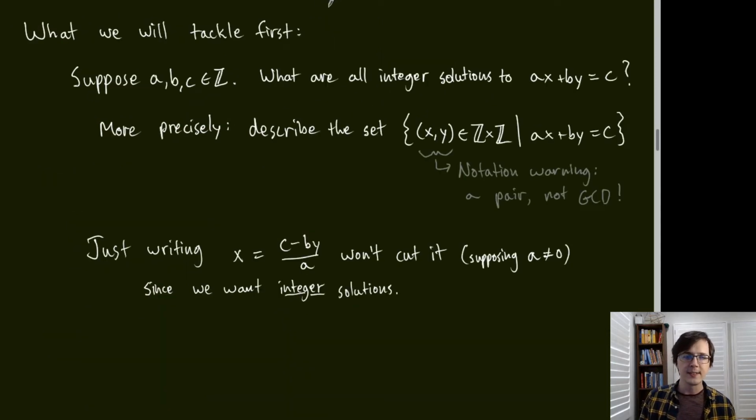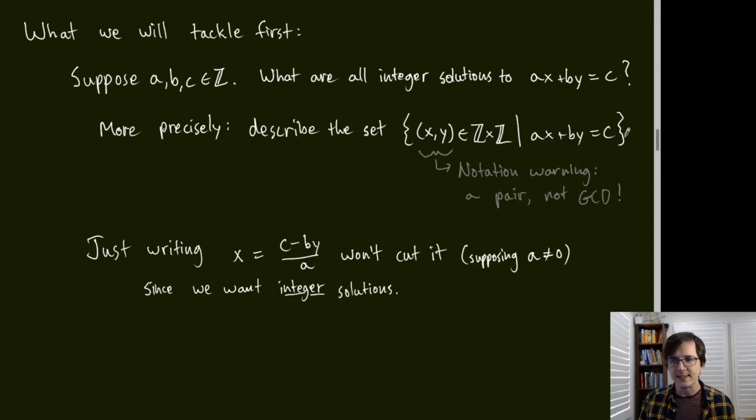So what we'll tackle first for diophantine equations are linear diophantine equations. Specifically, we're going to deal with one equation, 2 unknowns, because this is the simplest case that is not too difficult to see what's going on, and it also has complexities, which is good. More precisely, what are all the integer solutions to ax plus by equals c? We want to describe the set of all x and y, where x and y are integers, such that ax plus by equals c.